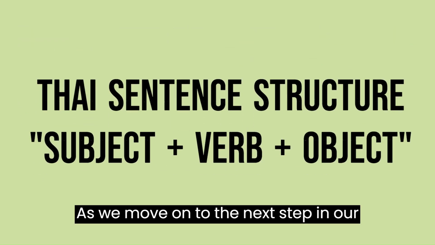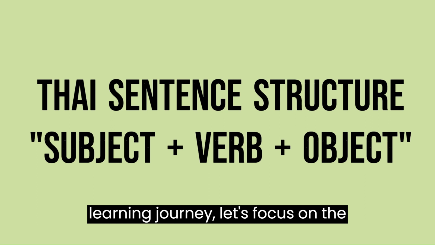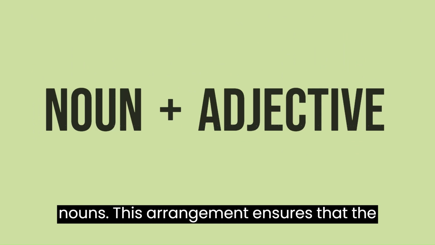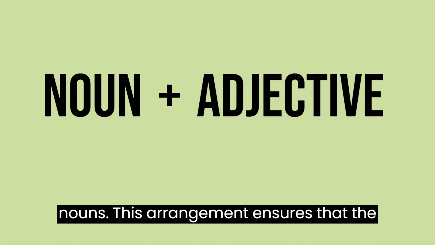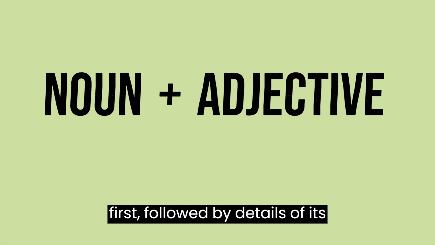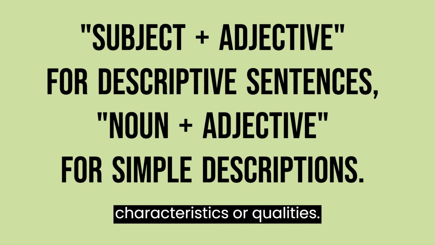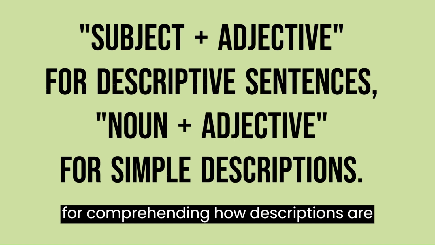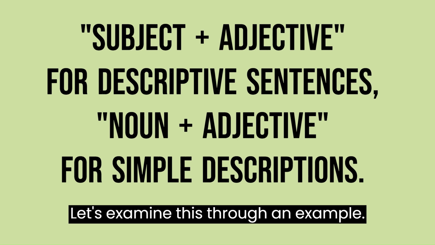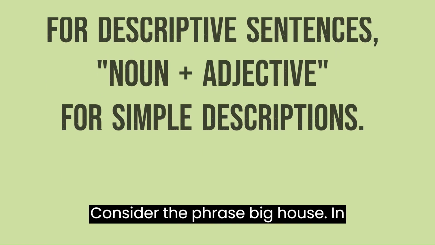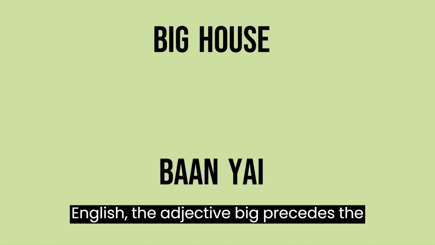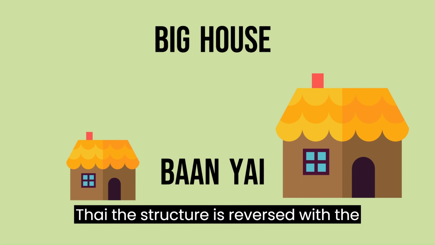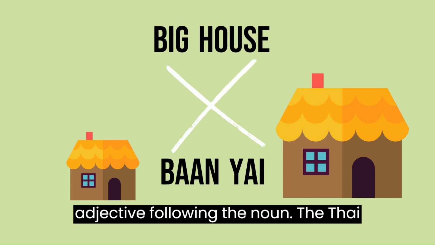As we move on to the next step in our learning journey, let's focus on the placement of adjectives in Thai sentence structure. In Thai, adjectives follow nouns. This arrangement ensures that the object being discussed is identified first, followed by details of its characteristics or qualities. Understanding this structure is crucial for comprehending how descriptions are formulated in Thai. Let's examine this through an example. Consider the phrase big house. In English, the adjective big precedes the noun house. However, in Thai, the structure is reversed, with the adjective following the noun.